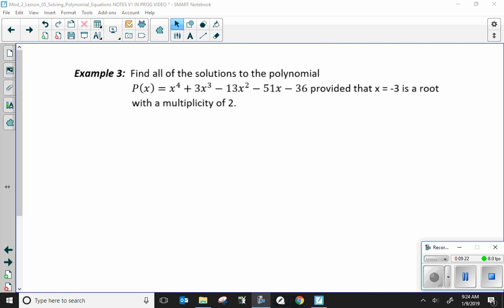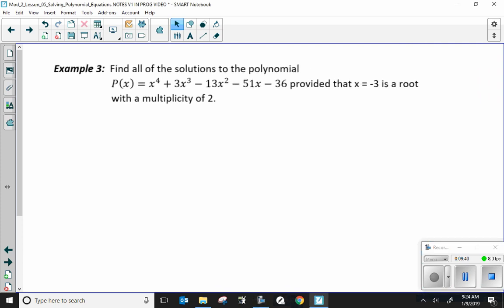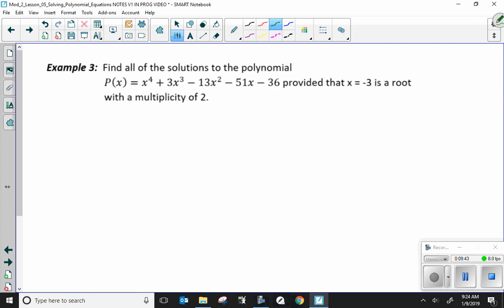All right. Example 3. Find all of the solutions to the polynomial, okay, p of x equals x to the 4th plus 3x cubed minus 13x squared minus 51x minus 36, provided that x minus 3 is a root with a multiplicity of 2. Look at that. That is going to come in handy for us, okay? X minus 3 is a root with a multiplicity of 2. That means x equals 3 happens twice, all right?